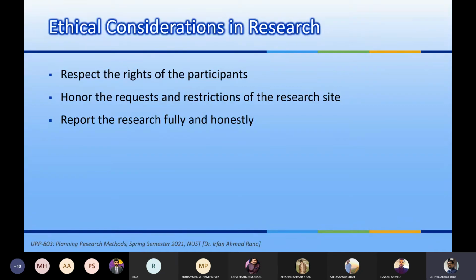And of course, report your findings honestly and fully. You don't need to give just one side of the picture. You as a researcher should be justifying both sides. You should not just be blaming the institutions or the public. You are trying to find a solution, or you have to remain neutral, by the way, to identify what the particular problem is and how it can be more efficiently resolved.